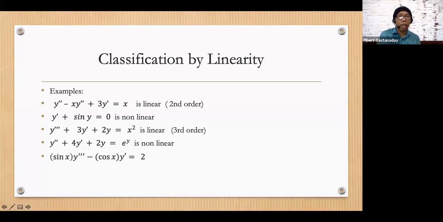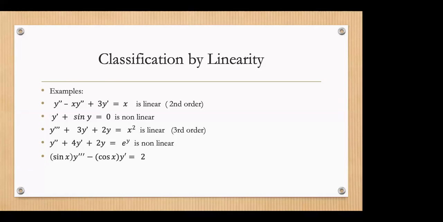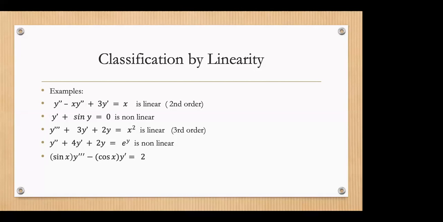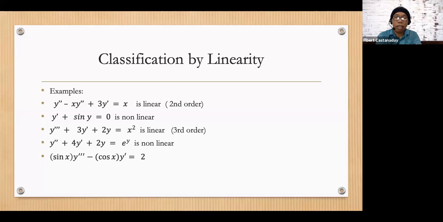Now, the next example. You answer this, guys. Is this linear or non-linear? Sine of x times y triple prime minus cosine of x times y prime equal to 2. And if this is linear, what is the order? Linear, sir. Okay, linear. What's the order? Third. Okay, very good. This is linear third order.